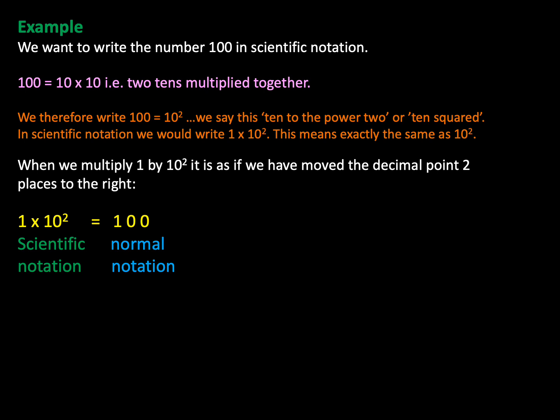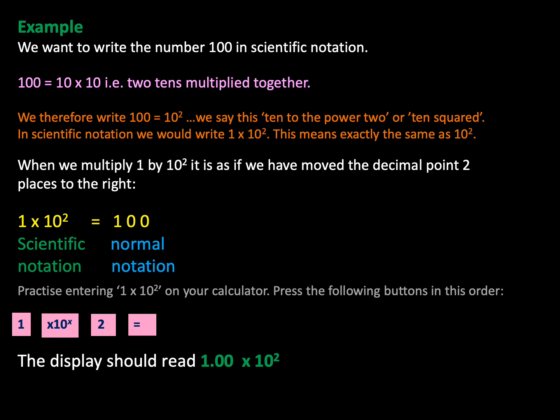So, in scientific notation, 1 times 10 to the power 2 means exactly the same thing as the number 100 in normal notation. Now the actual buttons you press on your calculator to enter this in are as follows. So practice doing this right now if you've not done this before. Type in the number 1 on your calculator, then the button that has times 10 to the power x on it, down in the lower section of your calculator keypad, then the number 2, and then equals, and your display should read 1.00 times 10 to the 2.